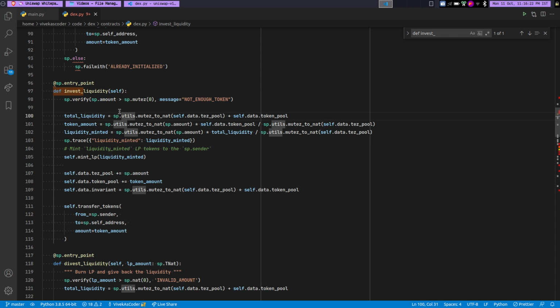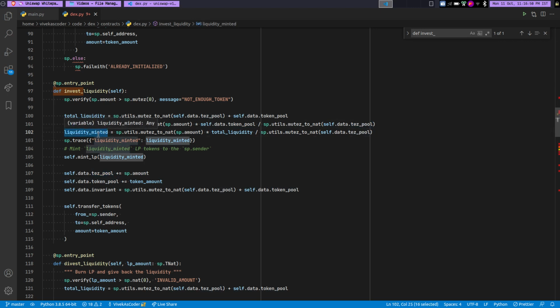Then what we are taking is just the SP amount, right? Which we will send while sending the transaction. So based on this specific amount, we are actually calculating the token amount that will be required. It is just the amount that you are sending multiplied by the token pool, and token pool is actually just the amount of tokens, and divided by the test pool. So this is how you can calculate the token amount that is required.